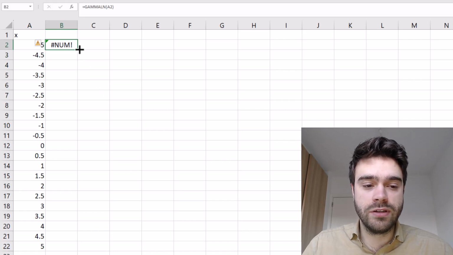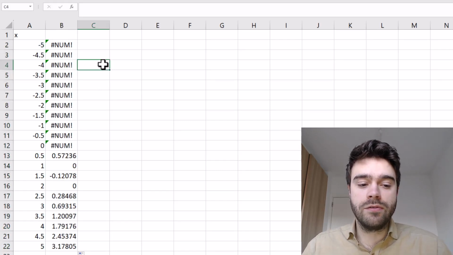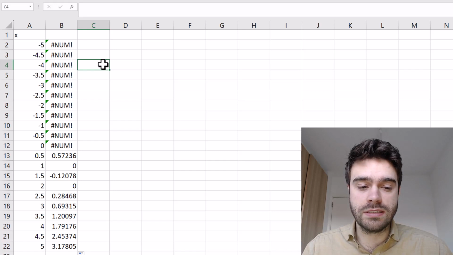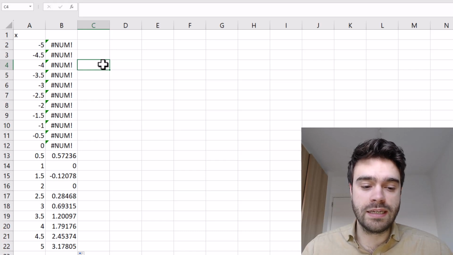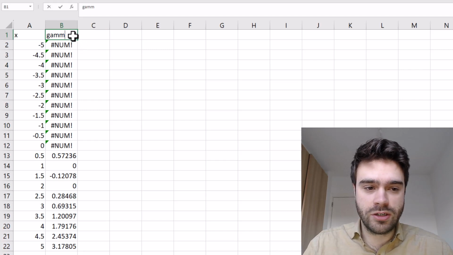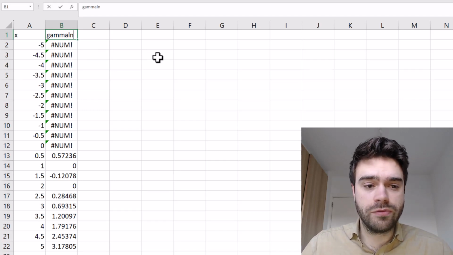Now let's fill this out. And we can see that for all the negative numbers, including 0, we receive calculation errors, whereas for the positive numbers, we are actually getting some results. Now, what does this GAMMALN function mean, and where does it come from?